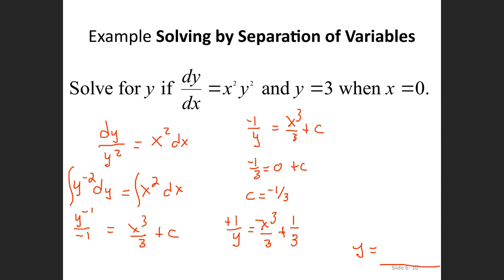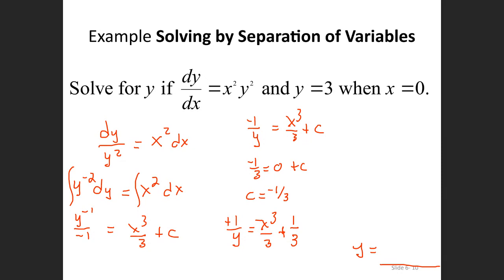Okay. How do I get my equation to be y is equal to? Because right now, it's 1 over y is equal to negative x to the third over 3 plus 1 over 3. My answer has to be y is equal to. This is not y is equal to. This is 1 over y is equal to. How do I get it to be y is equal to? How can I solve that? And that is probably the hardest part of these types of questions.